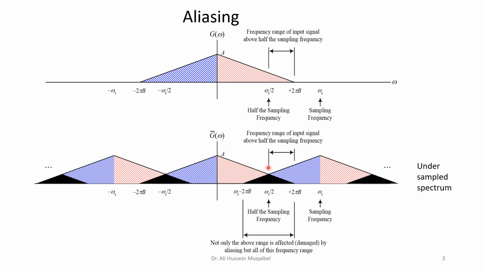You can see that these two images are going to overlap. This is omega s or Fs, and this is going to be Fs over 2. This is what we call the folding frequency. There is overlap between these two images, and this is what we call aliasing. Now, if we want to filter, we are going to have a problem, because when we filter, we are going to get a few issues.